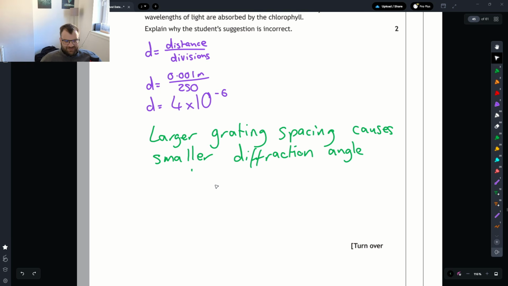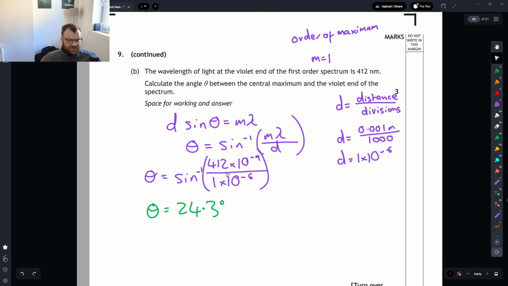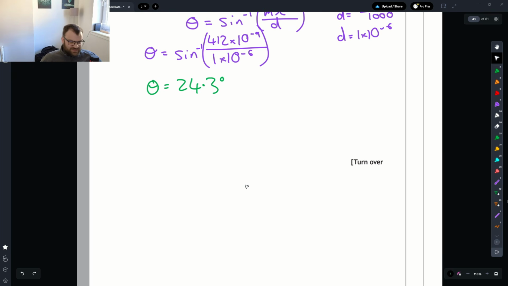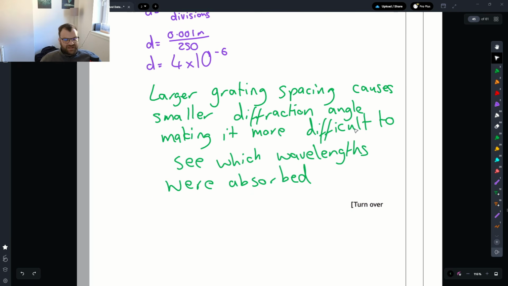And if, like me, you're not too sure which one it is, plug them in. So do the calculation. Everything else would stay the same. So this time, on the bottom, instead of 1 times 10 to the power of -6, use the 4 times 10 to the power of -6. And then that will spit out a smaller angle. And then because there's a smaller angle between them, it's more difficult to see which wavelengths were absorbed, because there'd be more overlap between them, is what we'd want, something like that.